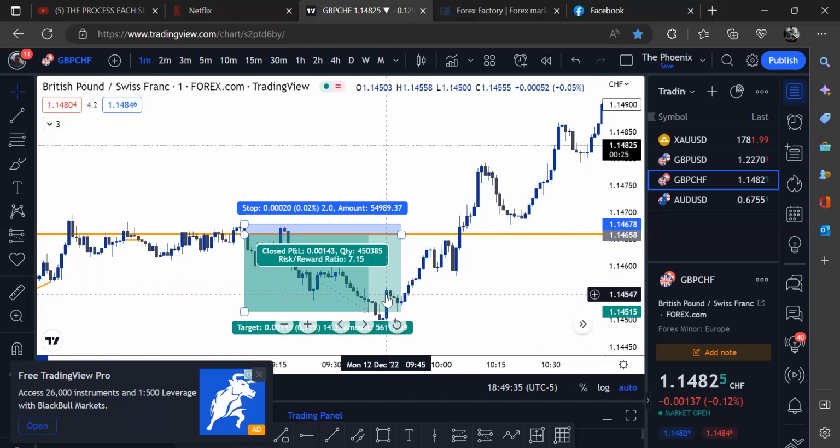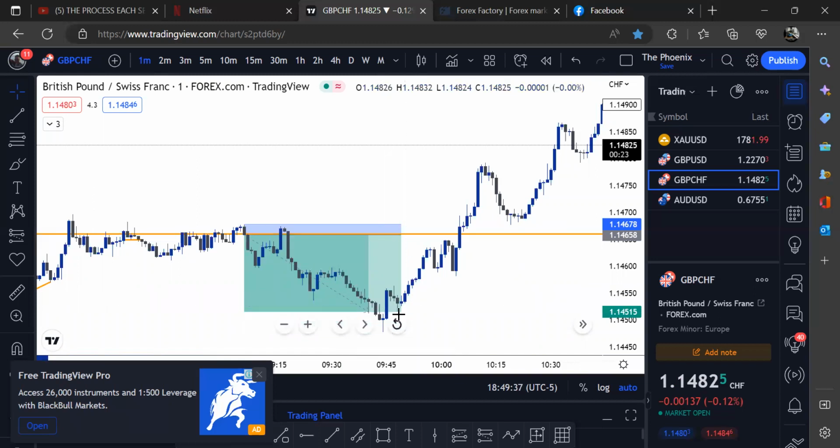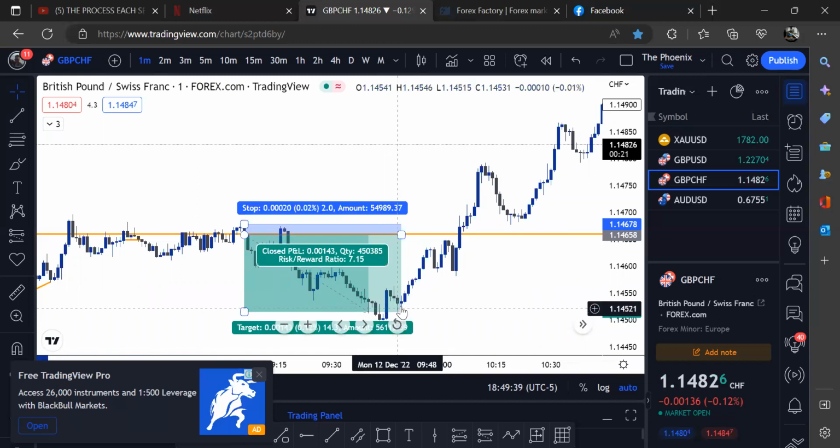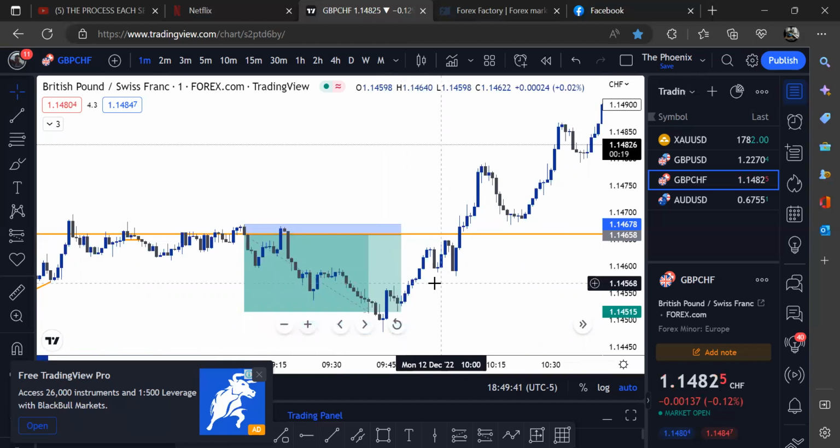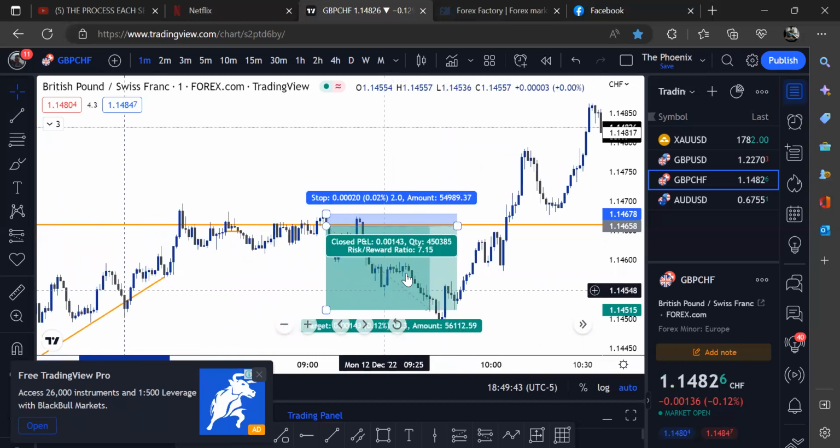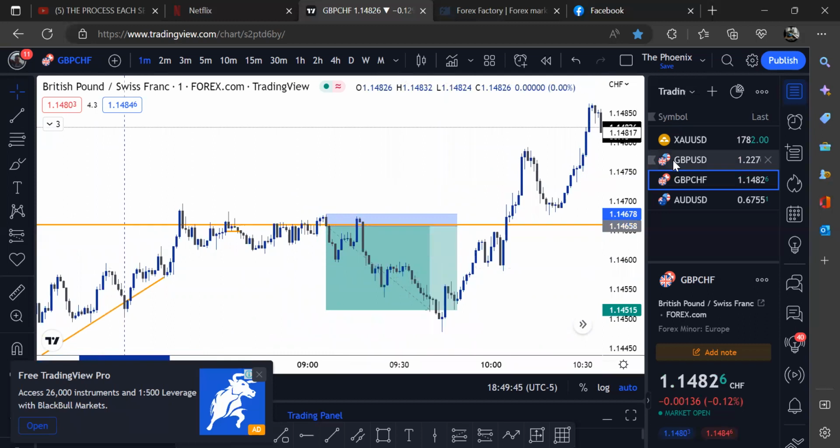That was the first warning. We got a retest and a pin hammer. I exited at the pin hammer. That was it. And that was how this trade was executed.